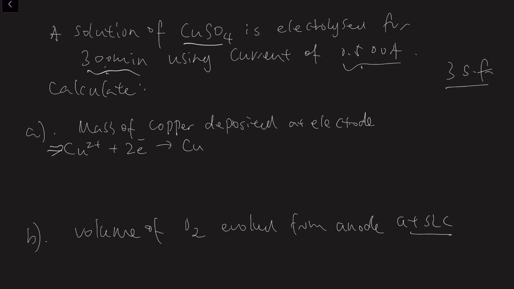Then let's calculate the amount of charge. So Q is equal to I times T. And remember, T is in seconds. So let's do some conversion first. 30 minutes is equal to 30 times 60, which is 1,800 seconds. So Q is equal to 1800 times 0.5, which is 900 coulombs of charge.